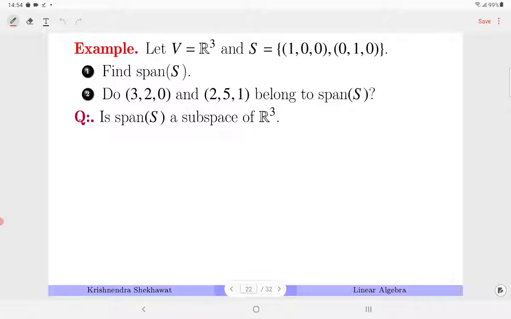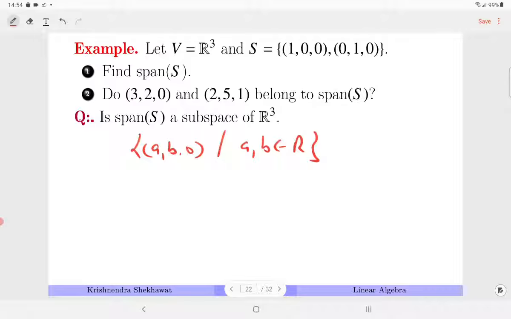What do you think? Is span S a subspace of R cube? So span S was of the form (a, b, 0), where a, b belong to R. So of course yes, it is a subspace. Quickly verify the property. The zero vector belongs to it.